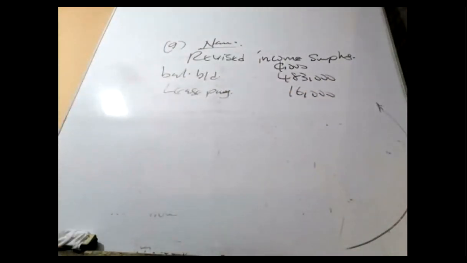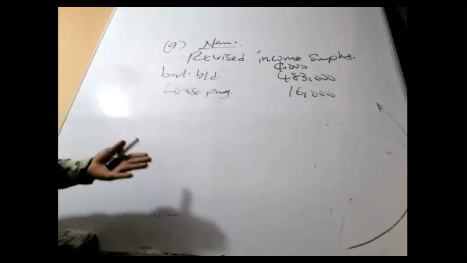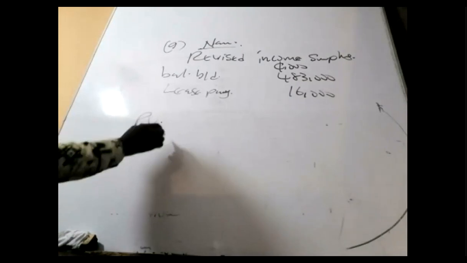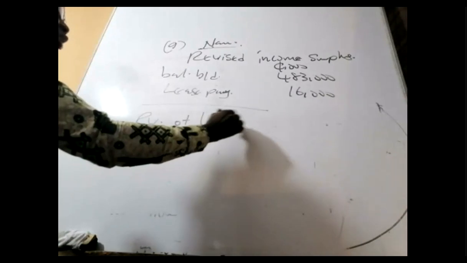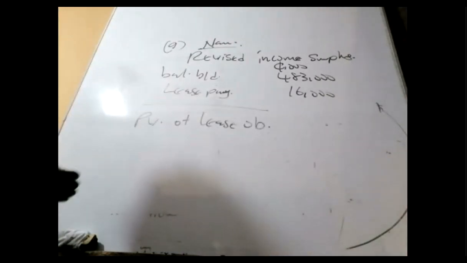How do you get it? Yes, it has been treated as an expense. It is not an expense. That is all. Lease payments are not an expense. So here, find the present value of the lease liability, the present value of the lease obligation. So PV of, that's the workings of the lease obligation.